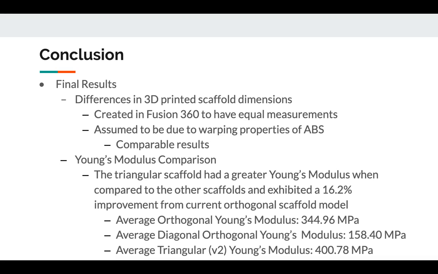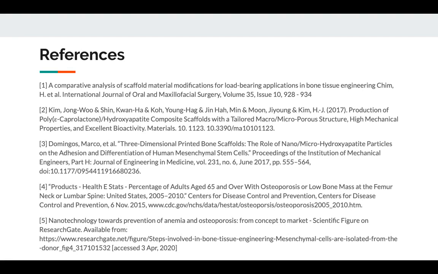The average orthogonal Young's modulus was 344.96 megapascals. The average diagonal orthogonal Young's modulus was 154.4 megapascals, and the average triangular V2 Young's modulus was 400.7 megapascals. And here are my references.